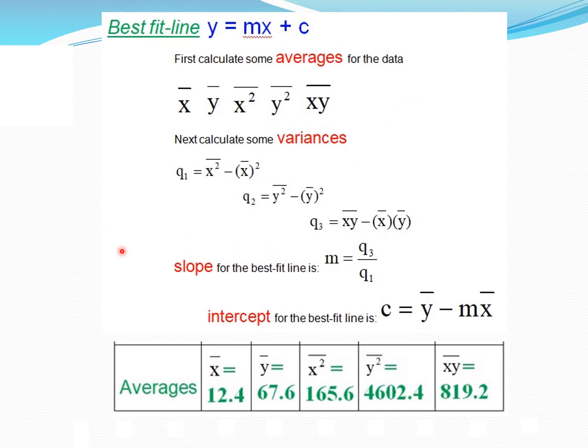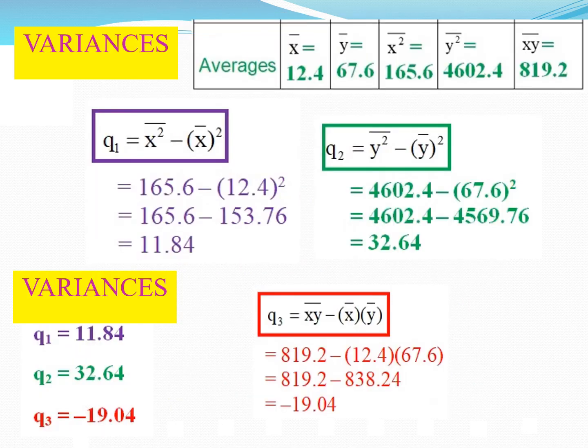So there's the averages done. So we next concentrate on these 3 variances, Q1, Q2, and Q3. We have already done Q1 earlier on, but let's do a recap on it again. So to get Q1, it's the variance of the x numbers. And the formula for that is x squared is the average of the x squareds, 165.6, take away the square of the average, 12.4. So 165.6, take away 12.4 all squared, and that gives us the result of 11.84. So we saw that figure earlier on.